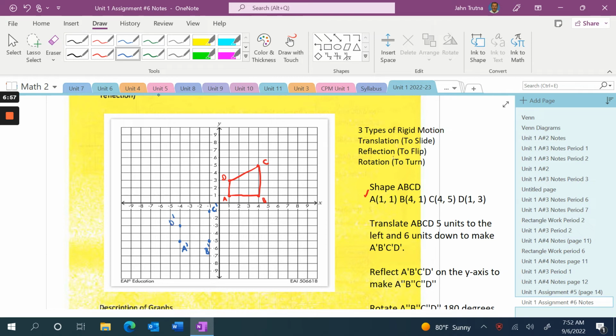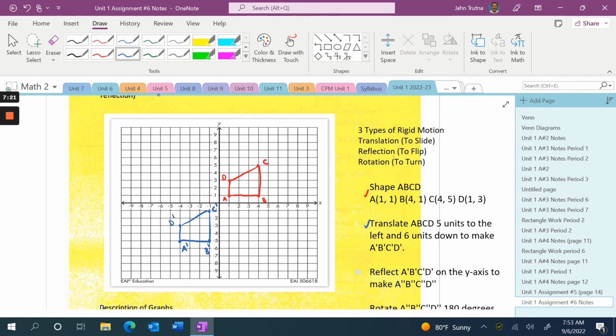And then let's go ahead and connect A prime to D prime, D prime to C prime, C prime to B prime, B prime to A prime. Okay, so we just did this part right here where we translated ABCD. So the original shape, 5 units to the left and 6 units down to make A prime, B prime, C prime, D prime.